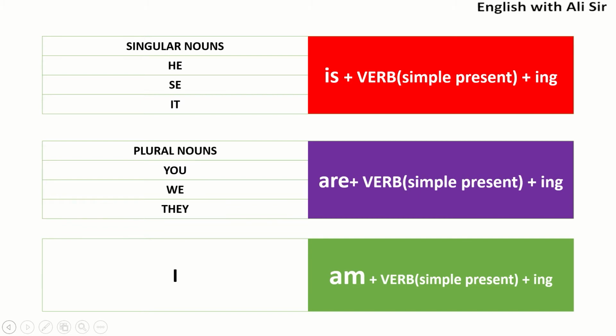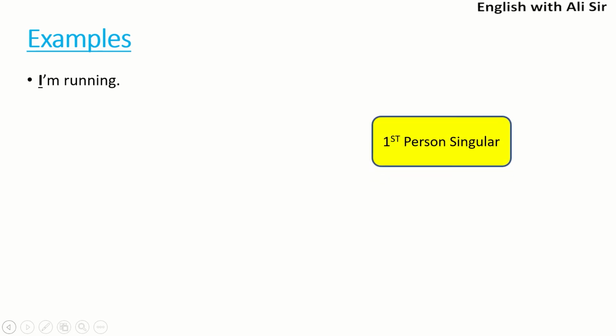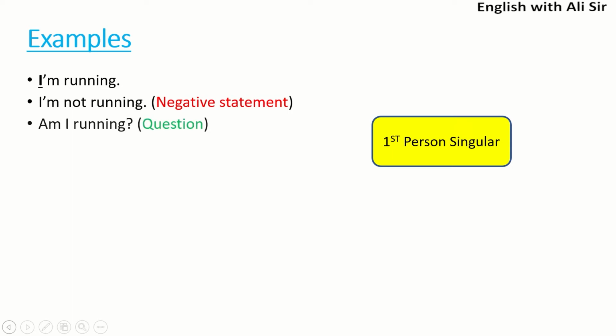Let's take a couple of examples in order to elaborate these things. For example, I'm running. Negative statement would be I'm not running. Question would be am I running? So for first person singular, we can say that. For first person plural, we can say we are running, we are not running, or we're running.